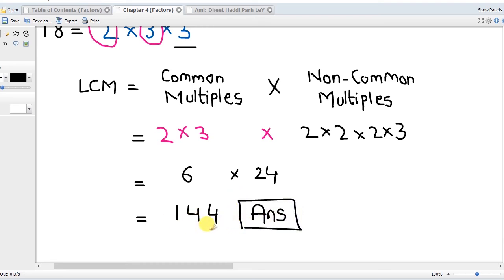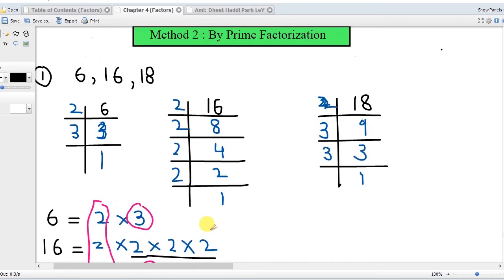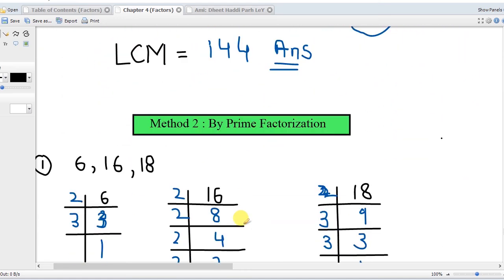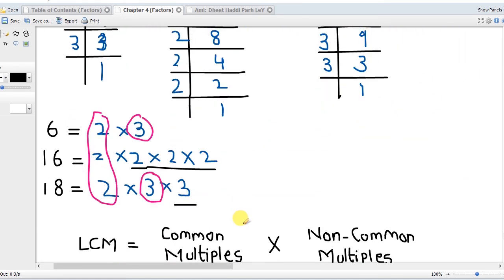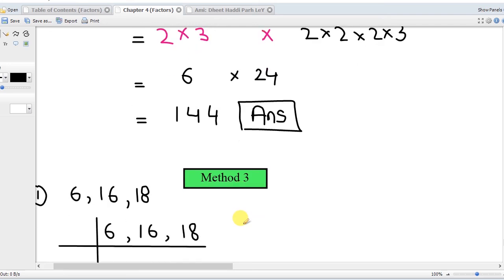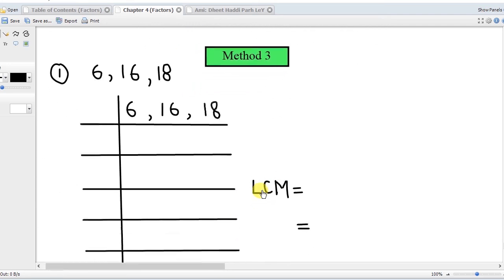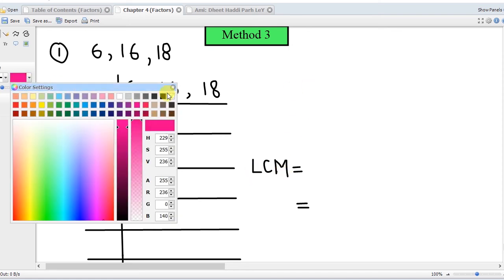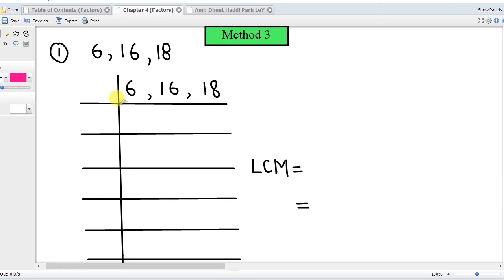So see, we are getting the same answer using the second method as we got using the first method, which is 144, right? I hope you have got the concept. Now let's move on to the third method. Using the third method, how to find out the LCM. So this is 6, 16 and 18.